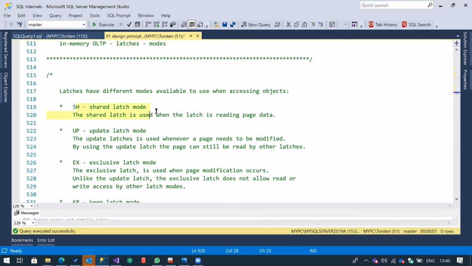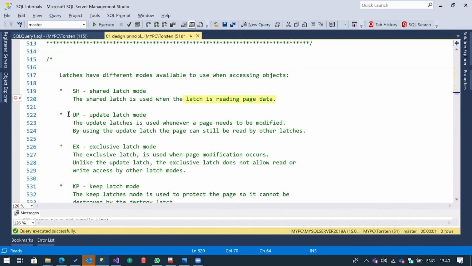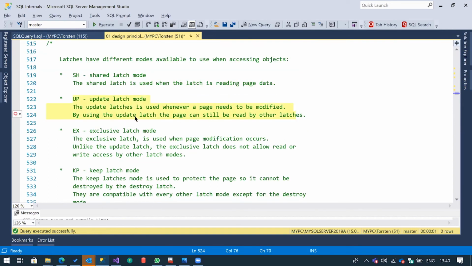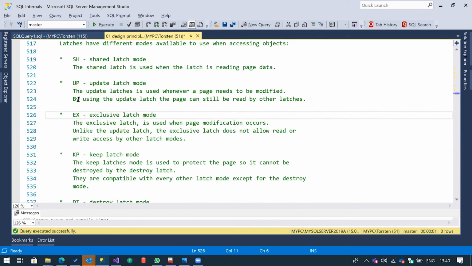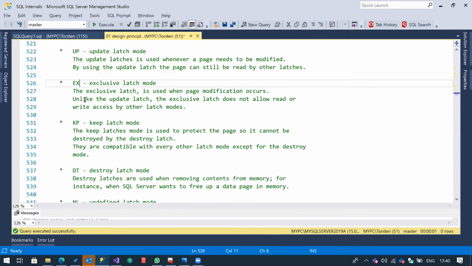So we have the shared latch, which is comparable, but not really comparable, but at least the meaning of the shared lock is comparable. Latch is comparable with a shared lock, because a shared latch is used when the latch is reading a page. Okay, then we have update. Yeah, for sure, we can already mention that is for updating. Exclusive means inserting, deleting, or whatever. It's very much the same as a lock. So therefore, I guess you already get the idea.